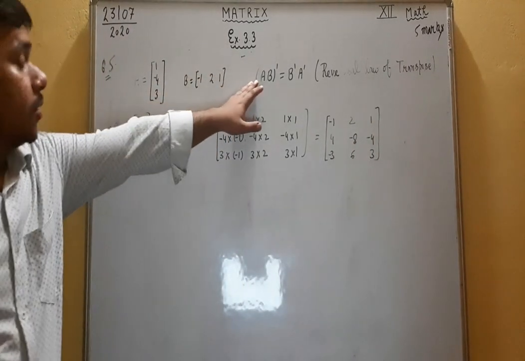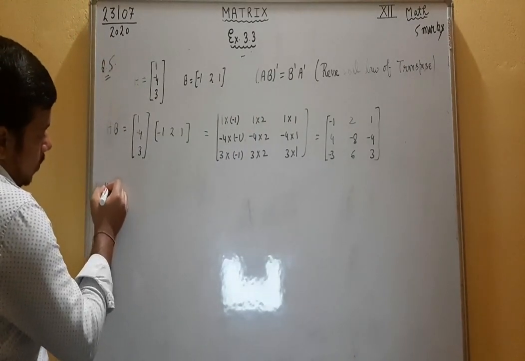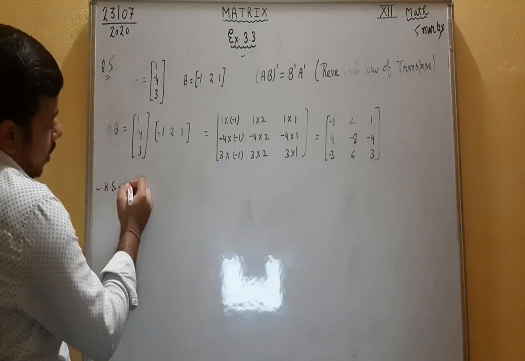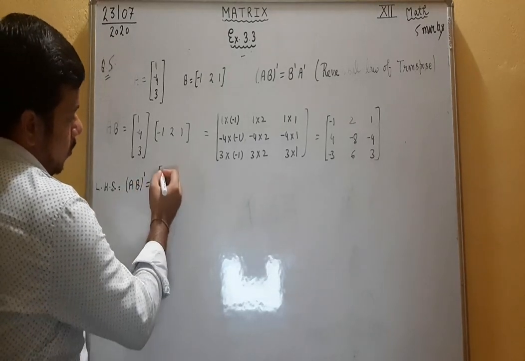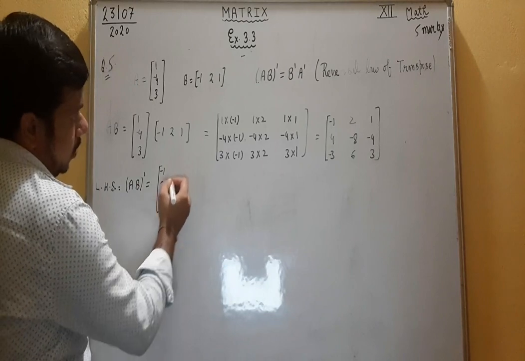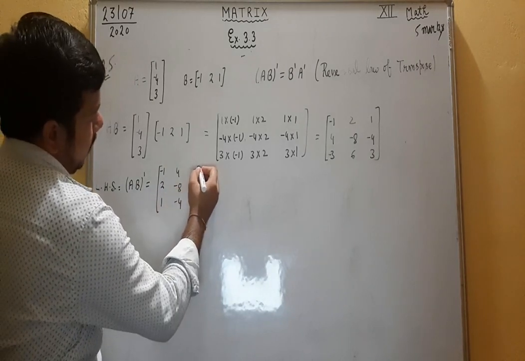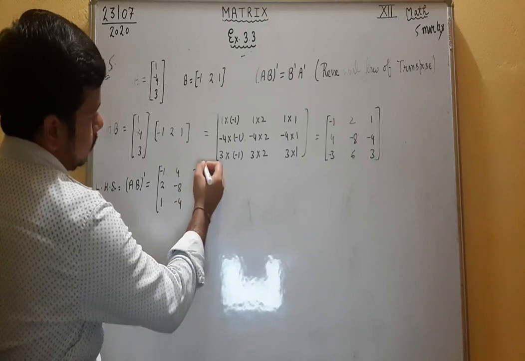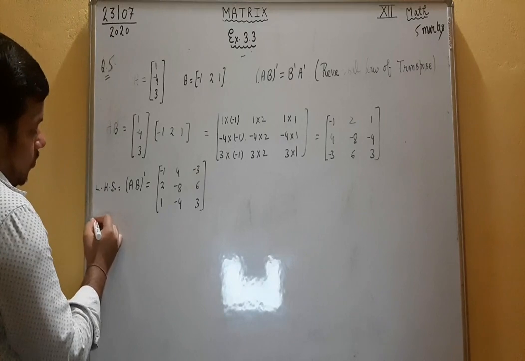We have to take the value of (AB) dash. So LHS is what? LHS is (AB) dash. Let us take this transpose: minus 1, 4, minus 3; 2, minus 8, 6; 1, minus 4, 3. Right? Now, let us take RHS.